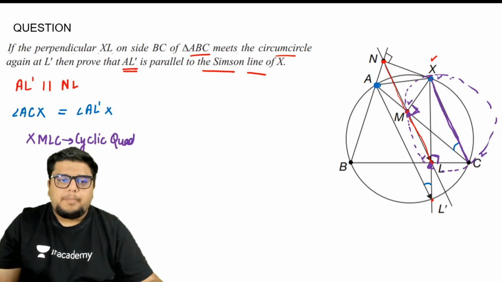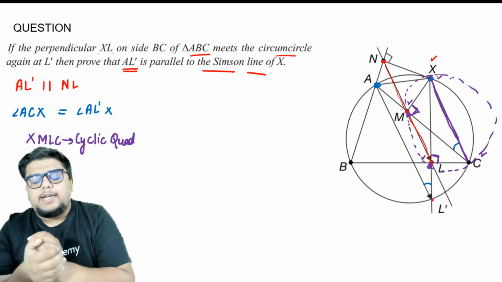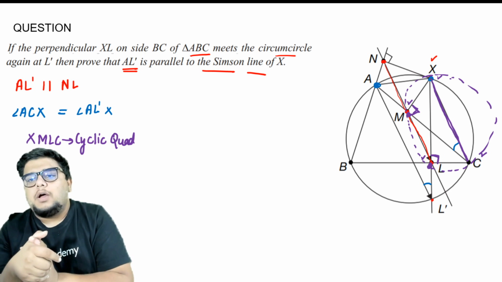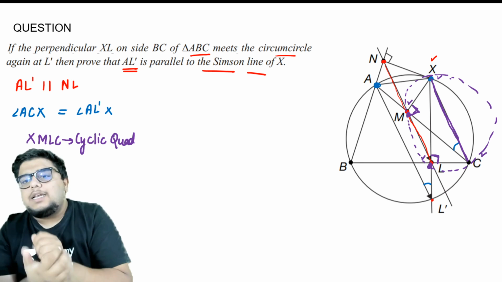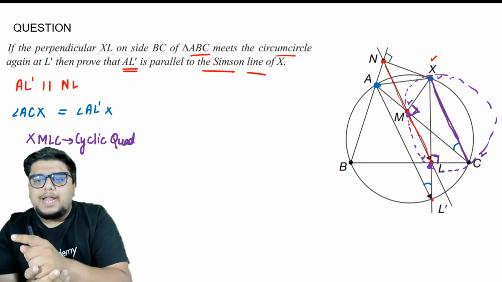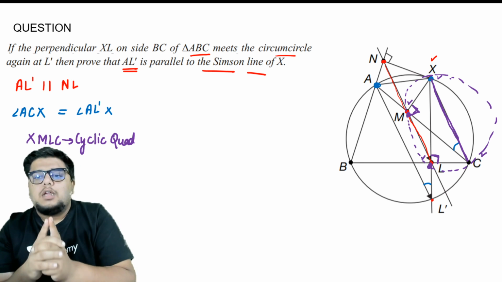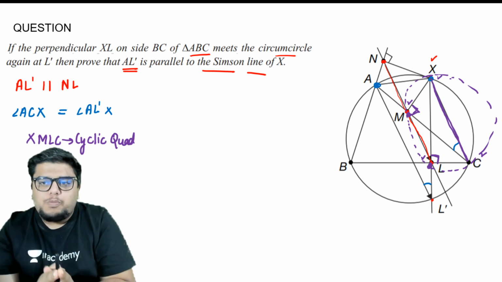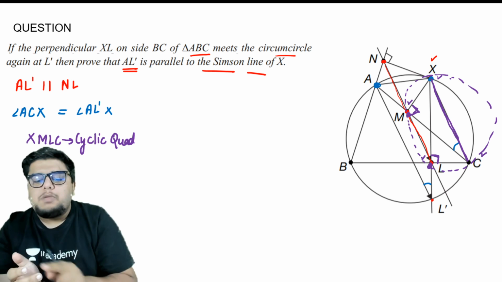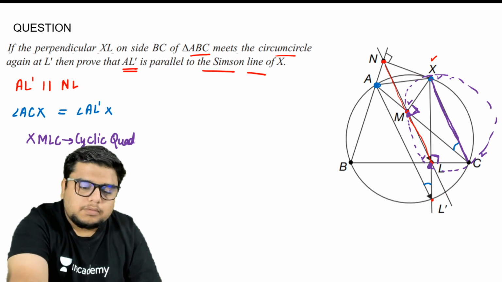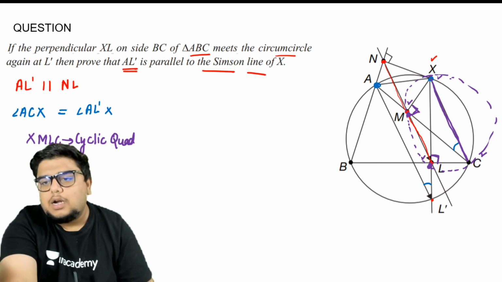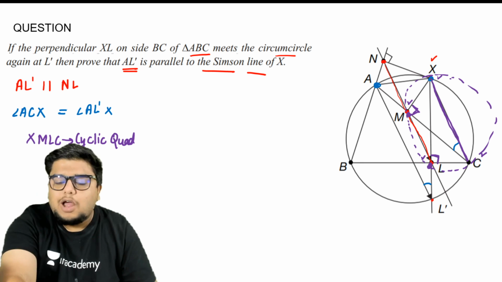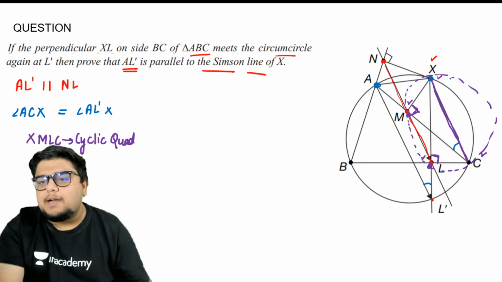Right? Because from all the 4 points of this circle, you can see that a circle is passing through. So X, M, L, C are going to be the 4 points. They are going to be cyclic and they're going to be part of a circle, right? In which XC is going to be the diameter. Now, one more interesting thing comes up.